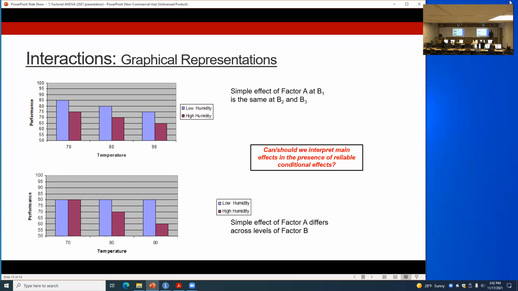What are listed in SPSS as main effects, in the presence of an interaction, throw them out the window, because there is no main effect. The main effect is dependent on the level of your other factor. And so by definition, it's a conditional effect. Okay. And so standard practice says, if I have an interaction, I ignore what you would normally think of as main effects and go straight to interpreting the interaction.